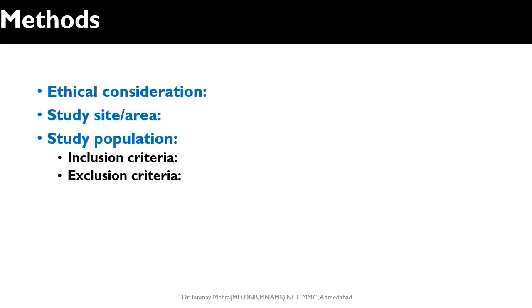Methods. In this you have to describe the detailed methodology. You have to make a statement that you have taken all the ethical permission, or you will take the ethical permission. What is the study site? What is your study population? Whom will you include, whom will you exclude? What are the inclusion criteria and exclusion criteria?